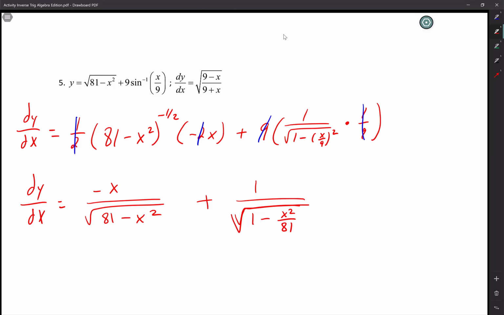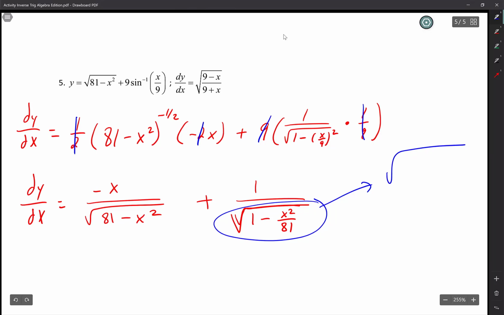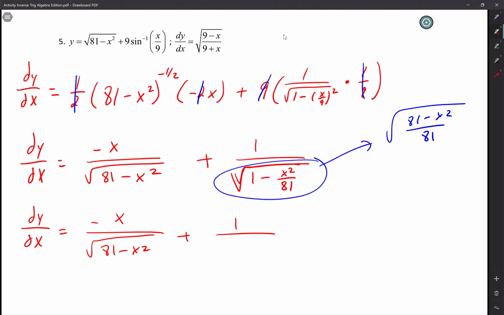So before we can get to that, guys, it is possible to make this one here that I'm circling look like that. So how do we make it look like that? Like this. I'm going to put this on the side, guys. Square root 81 minus x squared over 81. So here we go. Again, dy dx equals negative x square root 81 minus x squared plus 1 over, the square root of 81 is 9, but remember that's on the bottom there. So put 1/9 square root of 81 minus x squared.